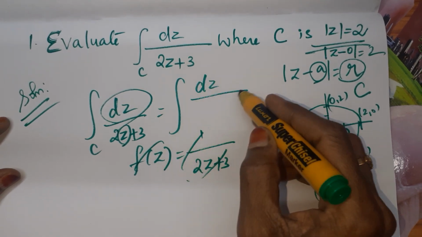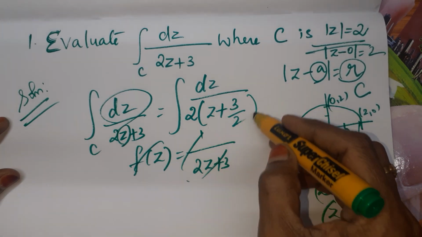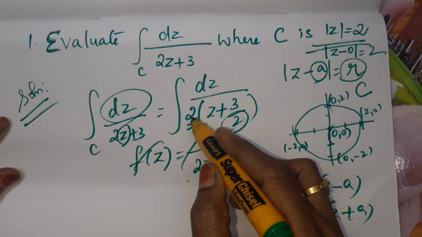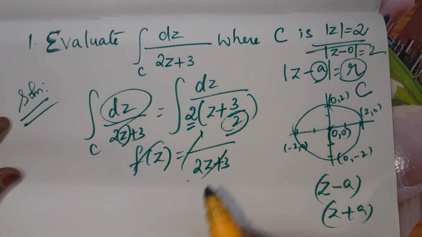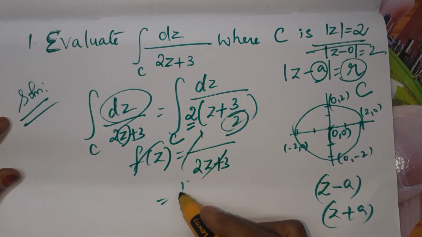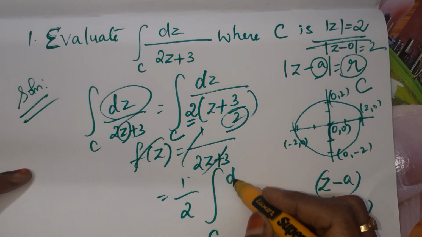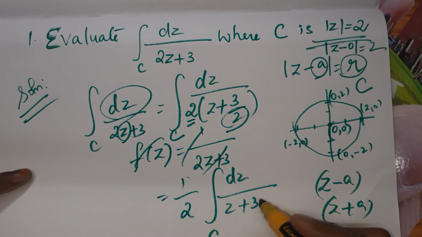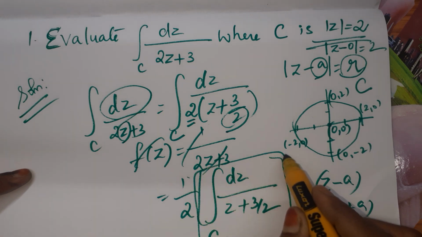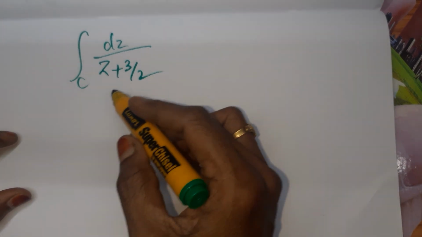So for that, I am going to take 2 outside. So it is z plus 3 by 2. Why are we getting this 2? Only 3 we have. So a term that is in the numerator, if you take it out, it will come into the denominator. So z plus 3 by 2. This integral over C can be written as 1 by 2 outside, 1 by 2 integral over C of dz by z plus 3 by 2. So now this integral alone we are going to calculate using Cauchy residue theorem. This integral only we are going to evaluate.